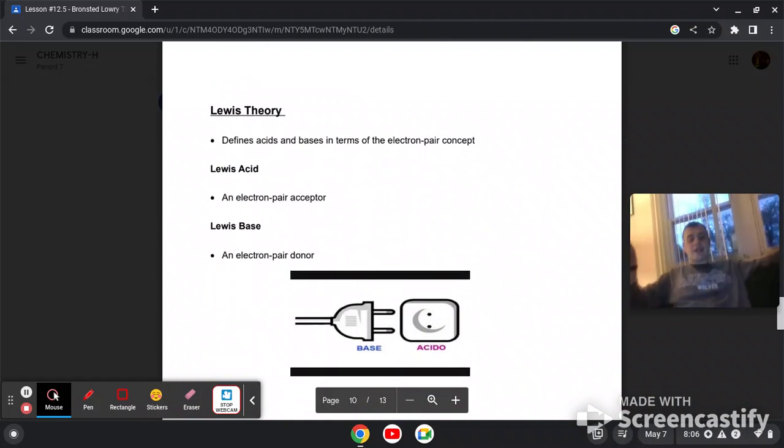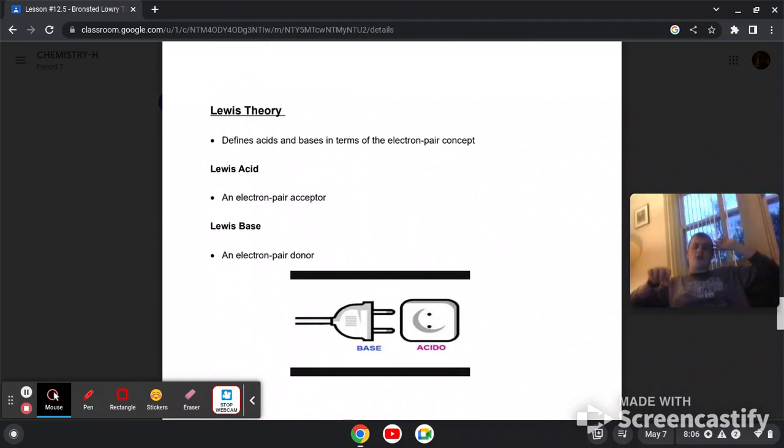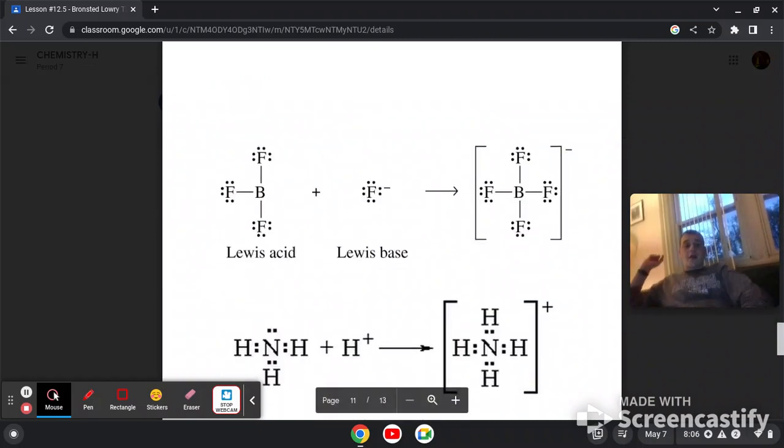Now the Lewis theory broadens up even more. A Lewis acid is an electron pair acceptor, and a Lewis base is an electron pair donor. So when you have BF3 plus F- to BF4-, that is actually an acid-base reaction according to Lewis.